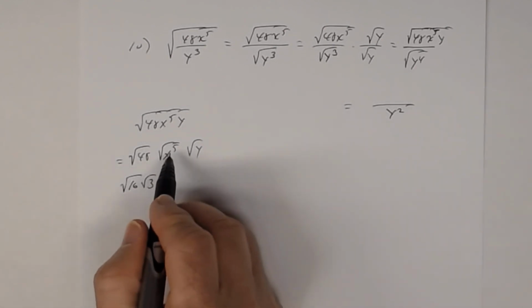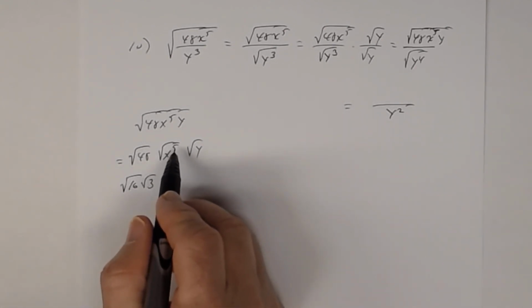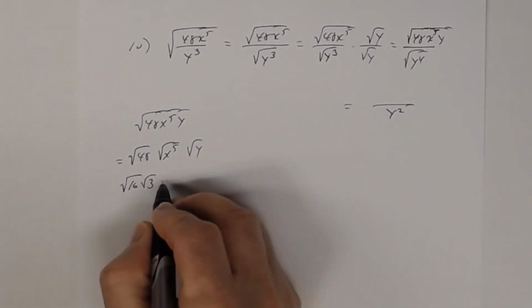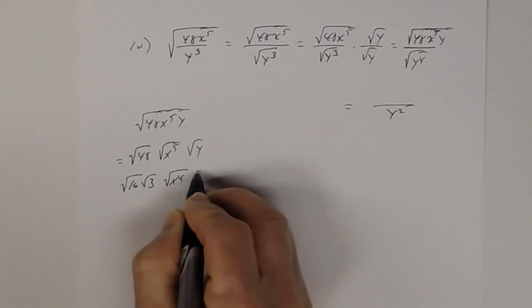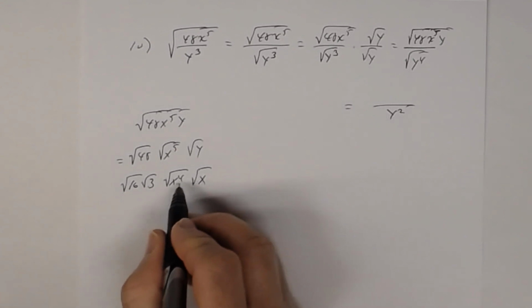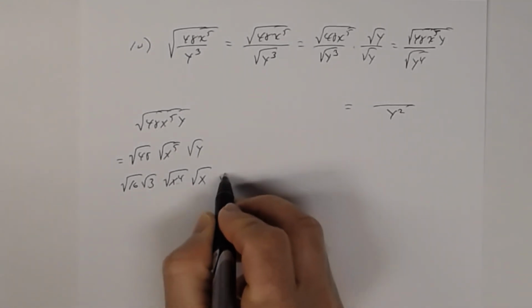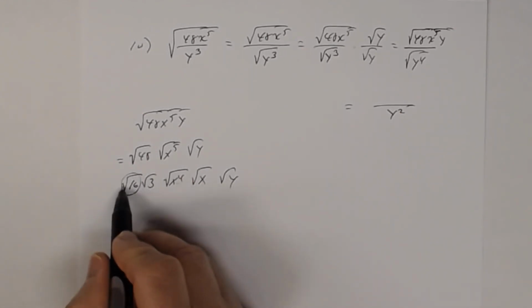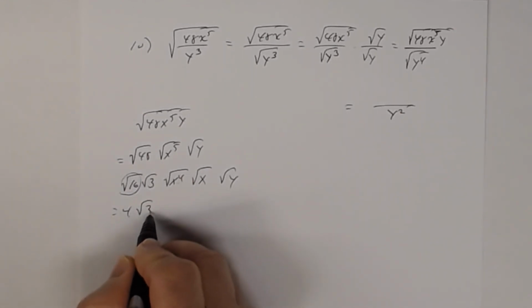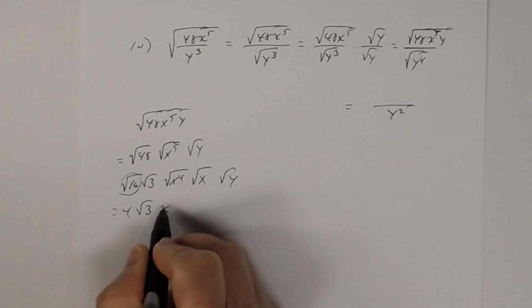And remember how to simplify this. So the square root of x to the fifth: the largest whole number less than 5 that's divisible by 2 is 4. So you said x to the fourth times x, so the square root of x to the fourth times the square root of x, times the square root of y. And then you simplify it. Square root of 16 is 4. So I get 4 square root of 3. Square root of x to the fourth is x squared.